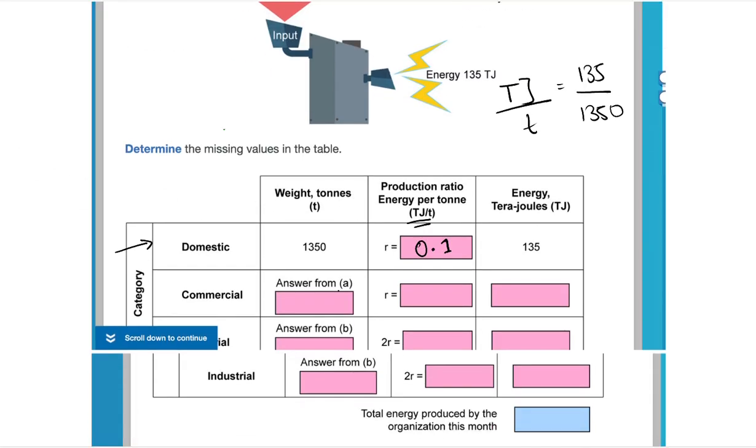And since this is 720, and since the ratio is of course going to be the same, the ratio in this case was 0.1. The ratio is supposed to be the same. And 720 multiplied by 0.1 gives us an answer of 72. So that's correct. Answer from B.